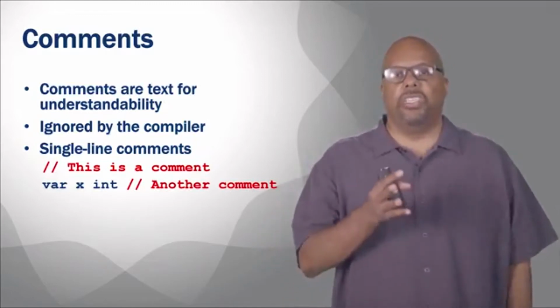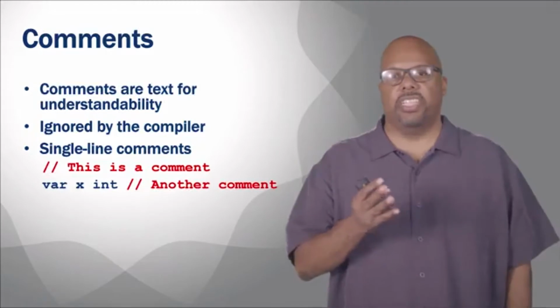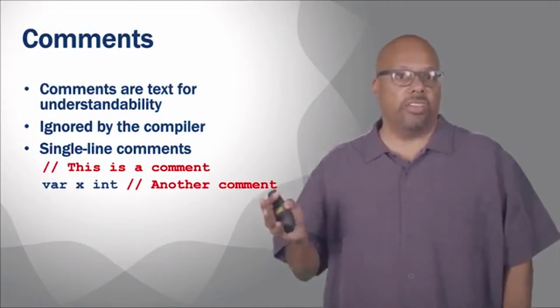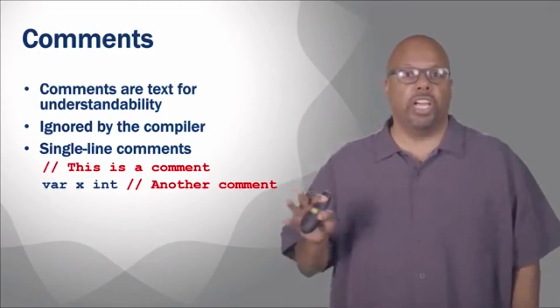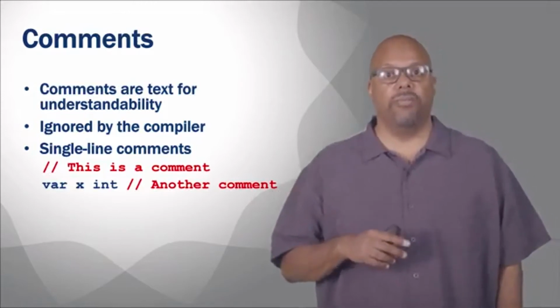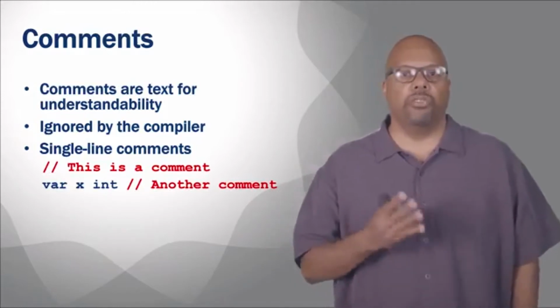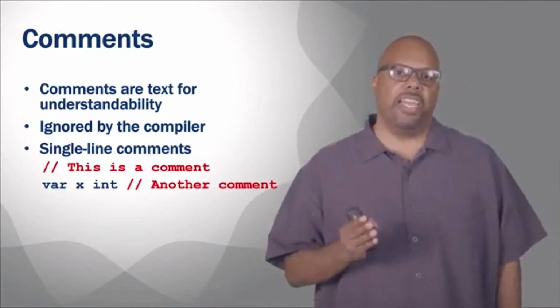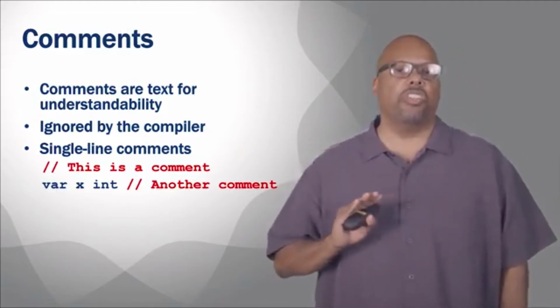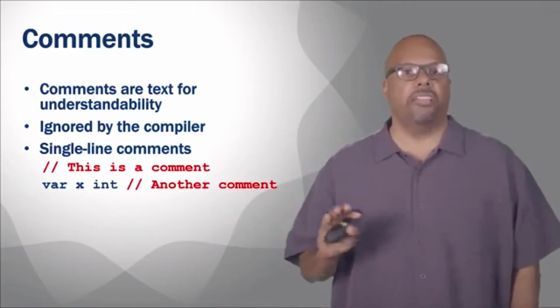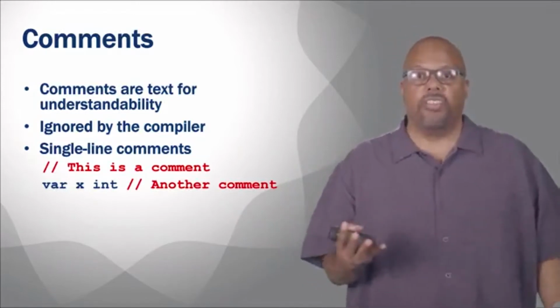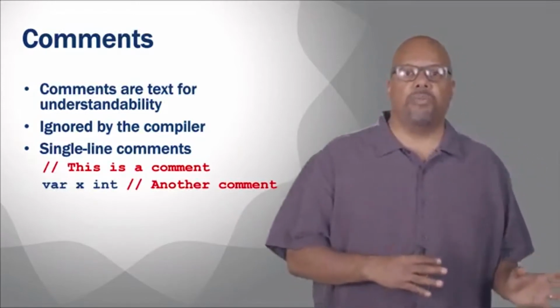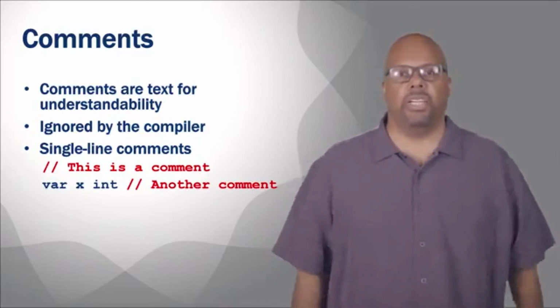But you can see here, you can just say slash slash, this is a comment, and then everything to the right of it, which is everything on that line, is going to be a comment, stuff I've highlighted in red there, right? Then on the next line, I declare a variable, var x int, and I say slash slash another comment. In that case, everything to the right of the slash slash on that line is a comment, but the stuff on the left is still valid code. So the stuff on the left gets compiled, the stuff on the right is ignored by the compiler.